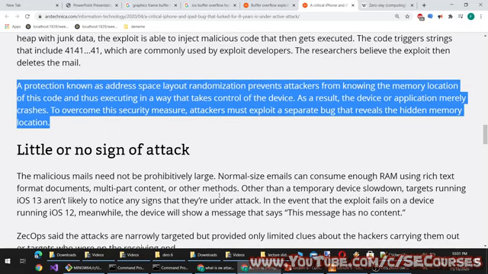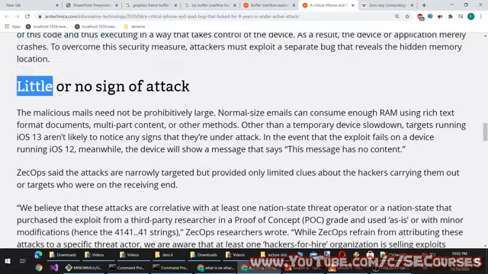A protection known as address space layout randomization prevents attackers from knowing the memory location of this code and thus executing in a way that takes control of the device. As a result, the device or application merely crashes. To overcome this security measure, attackers must exploit a separate bug that reveals the hidden memory location.